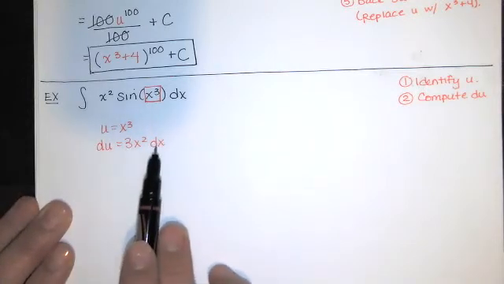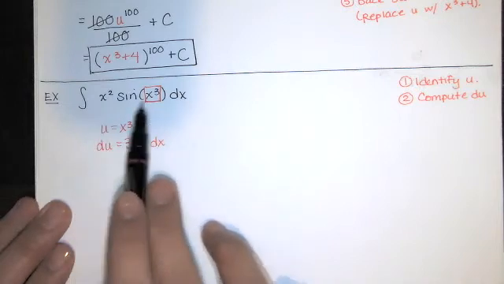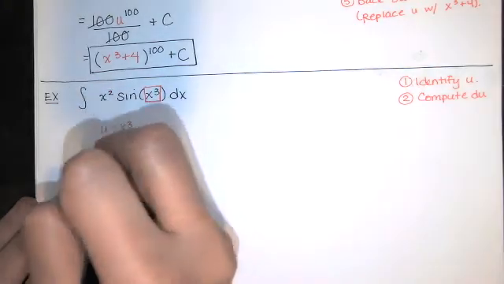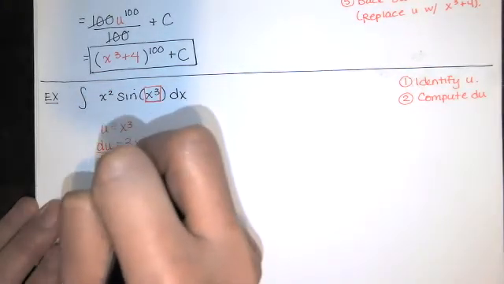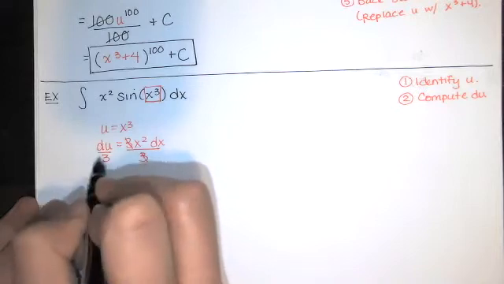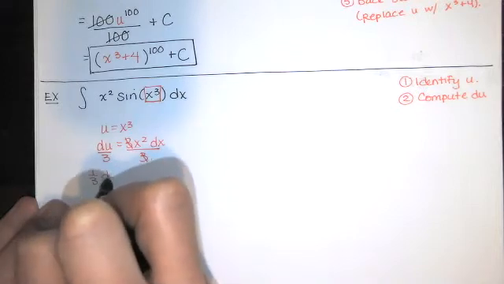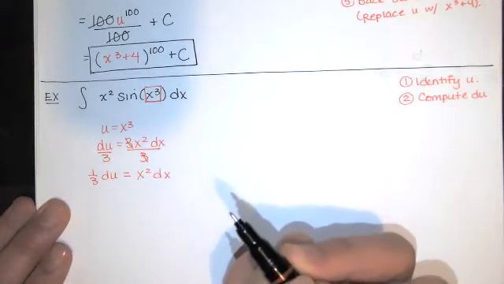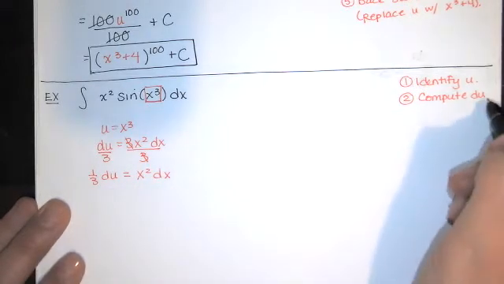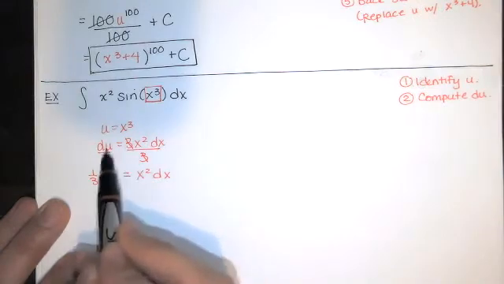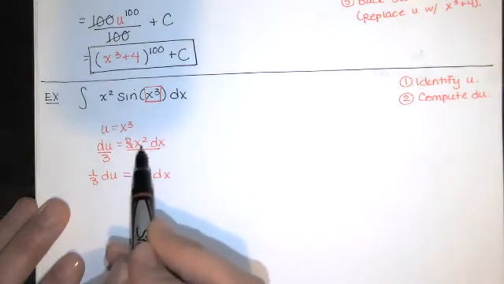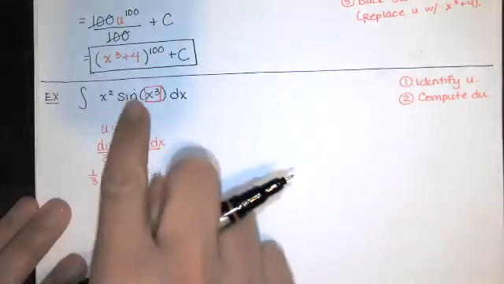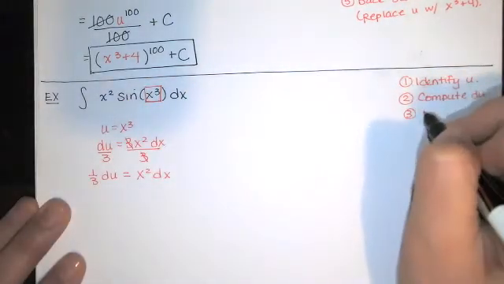I've got a 3x squared dx, and I want an x squared dx. So I'll get rid of this 3 by dividing both sides by 3. So I've got 1/3 times du, and that's equal to x squared dx. And now I can substitute everything. So we computed du, we looked at the du, and we saw that the x squared dx was up there, so it's going to work. And now we want to write this integral entirely in terms of u.